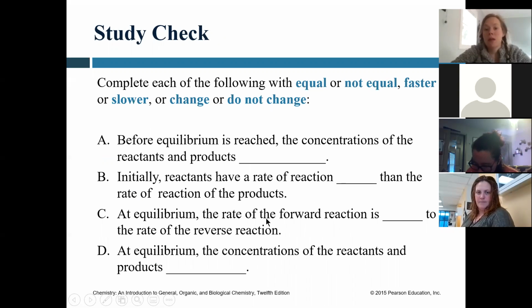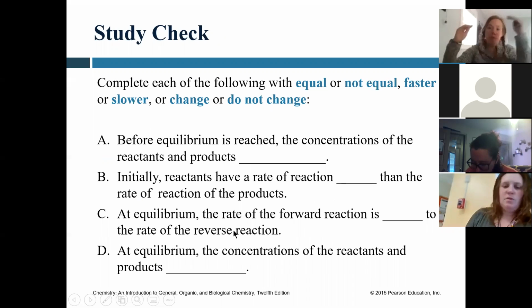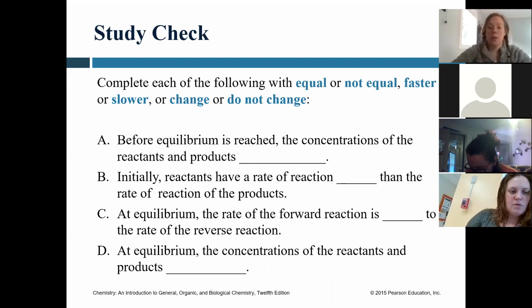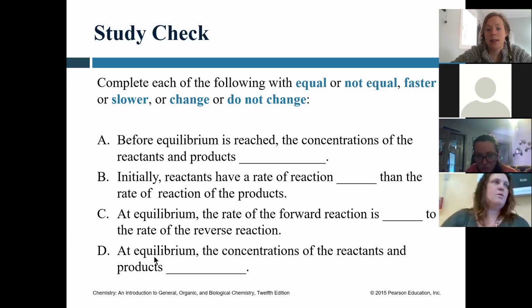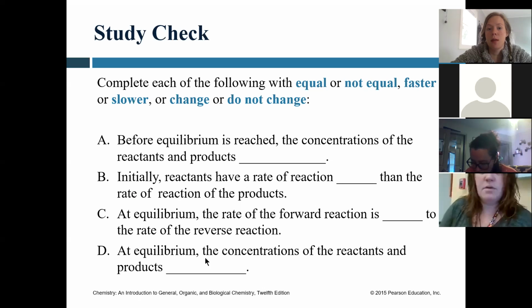At equilibrium, the rate of the forward reaction is equal to the rate of the reverse reaction. So the things that are going forward are opposite to the things that are going backwards. And then this is important. At equilibrium, the concentrations of the reactants and products do not change, but they're not equal to each other. Right, so sometimes people get a little confused there. They think, oh, at equilibrium, it means I have the same number of reactants and products. No, it's just the rates that are the same at equilibrium. The concentrations won't change at equilibrium.